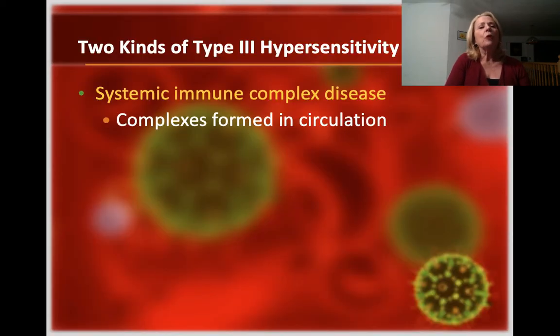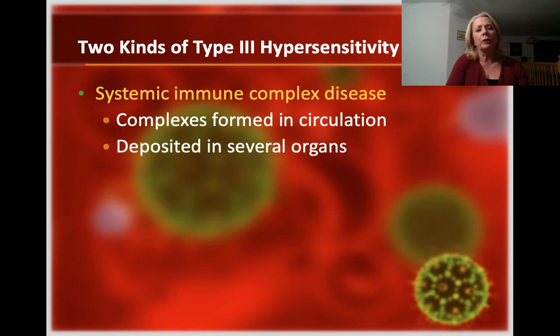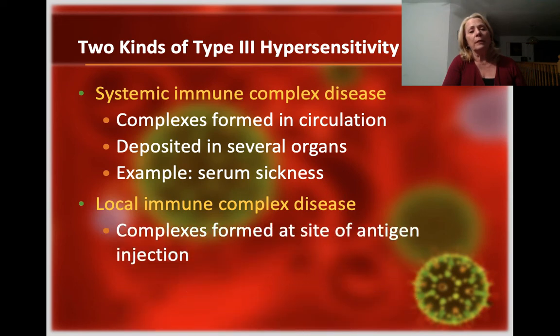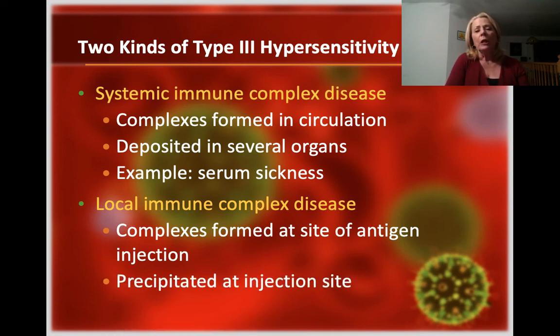So there are two kinds of type 3 hypersensitivity reactions. There's the systemic immune complex disease, where those complexes are formed in the circulation and then deposited in different organs. This can be something like what we call serum sickness. And then there's a local immune complex disease, where the complexes are formed right at the site of an antigen on the surface of a cell, or at the site of an antigen where you have some kind of injection that might occur. Okay? And so this is what's called an Arthus reaction.